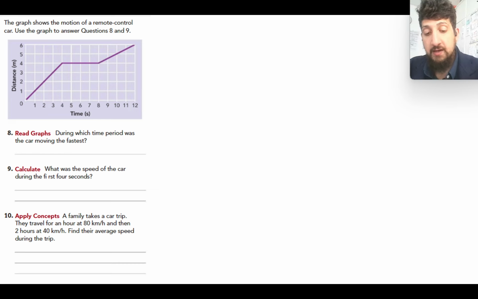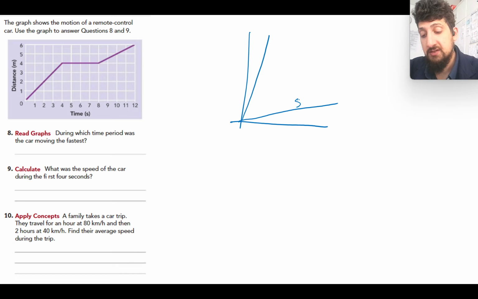So basically, remember, if the line is steep, then it's going very fast. If the line is not very steep, then it's not going very fast. There's slow and that's fast. Of course, that is in a distance versus time graph.